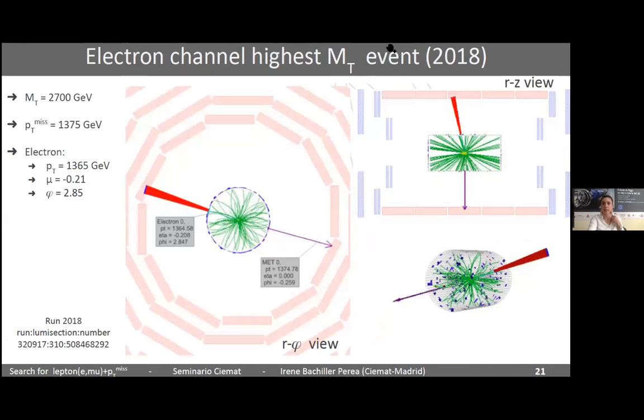In 2018, in the electron channel, I'm showing here the event display. Again, the transverse mass is almost 3 TeV, and you can see in red the deposit on the edge of the electron.